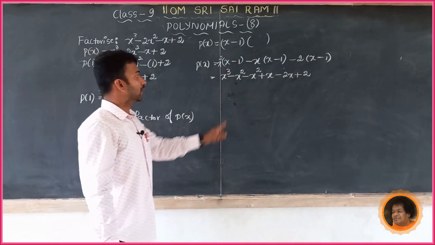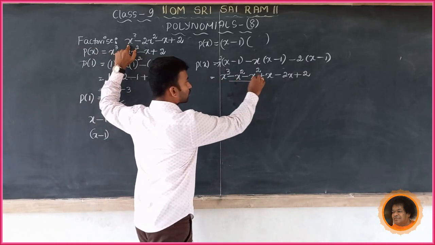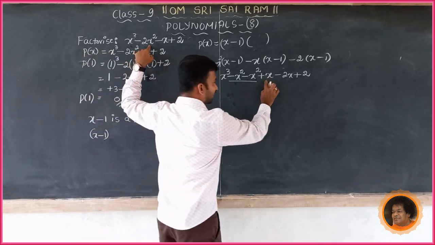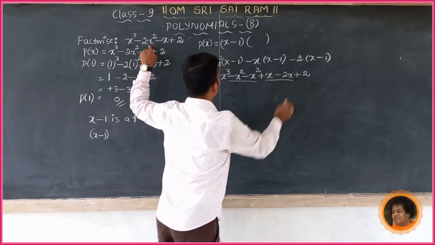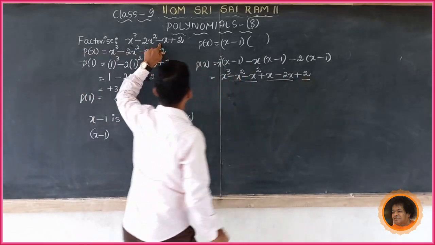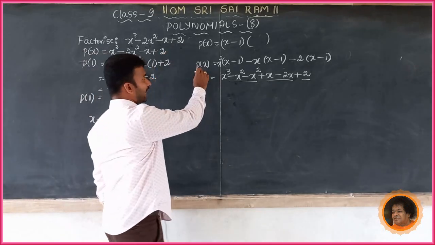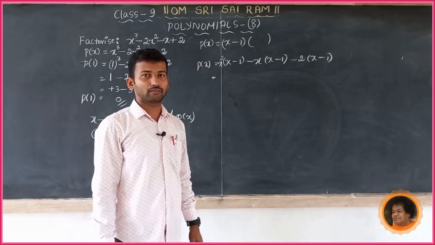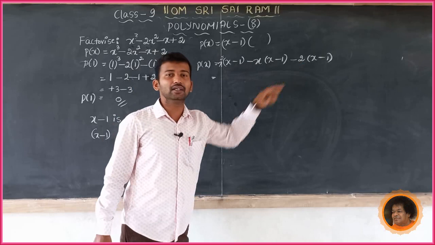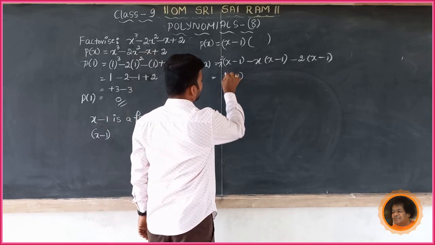Let us check. x cube, minus x square, minus 2x square, plus x minus 2x, the sum is minus x. We have 2 here, 2 here. So, we can write P of x in this form also. By observing this term, we can say x minus 1 is a common factor. So, take out x minus 1 as a common factor.